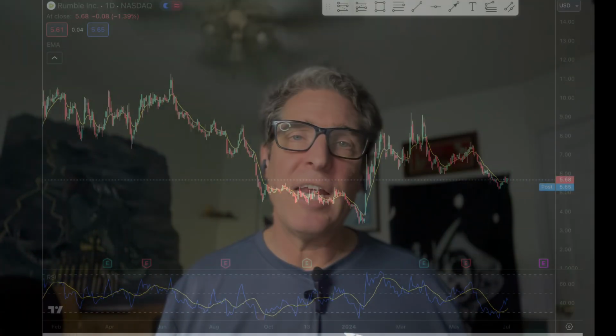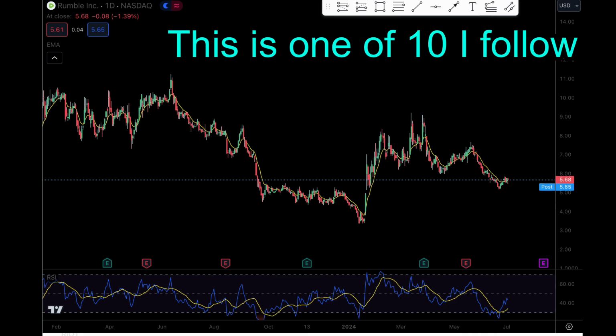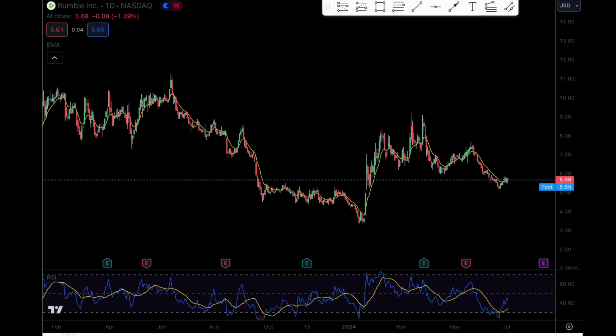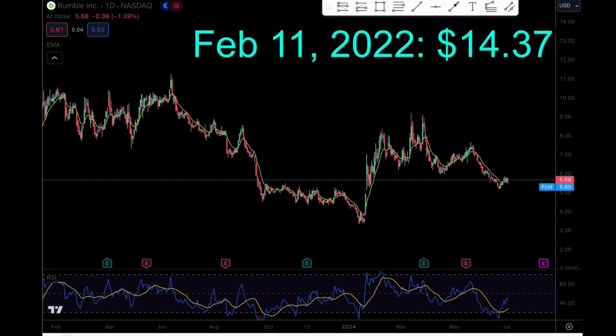Now let's get into Rumble. So Rumble is a stock that I like because it is a growth stock. It is a new company, so there's a lot of movement in Rumble up and down. At one point, Rumble was at $10 and $11. As of this trade here, which I think was last week, it's at $5.80. So again, that's a lot of movement.